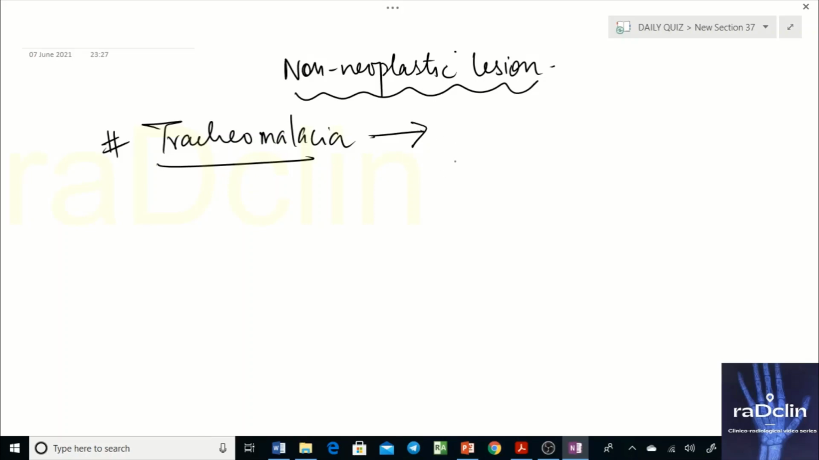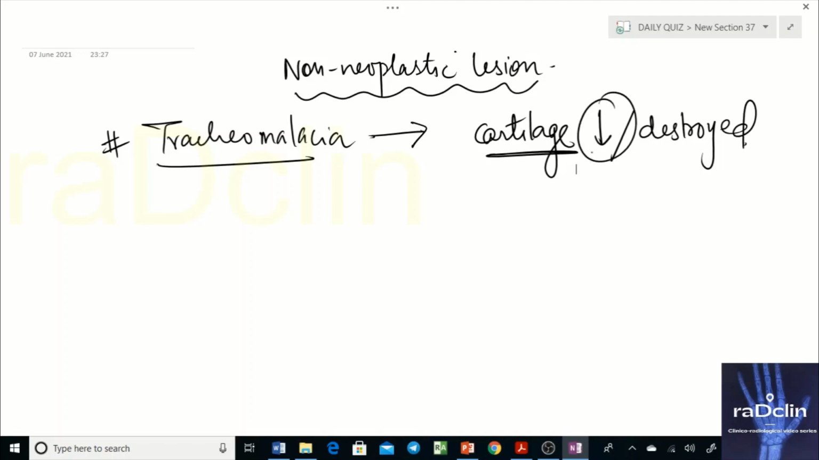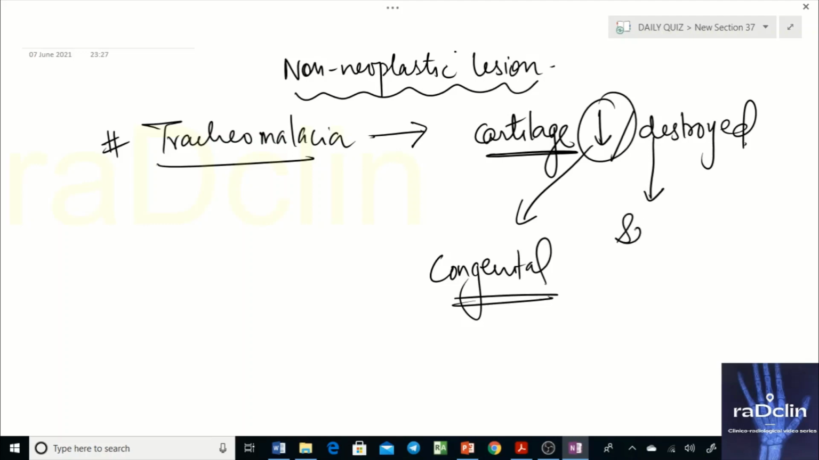The abnormal thing is in your cartilage. Your cartilage is either deficient, meaning it is less, or it is destroyed. Deficiency means that it is inherently deficient, so one cause would be congenital. The other possibility is that it is destroyed due to some inflammatory or destructive process. So there will be secondary causes, where a different disease causes tracheomalacia due to destruction of the cartilage.